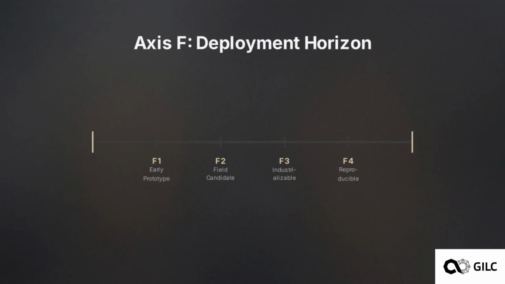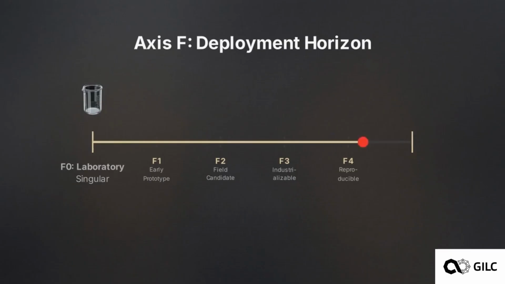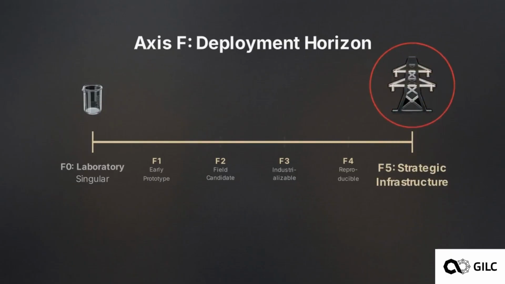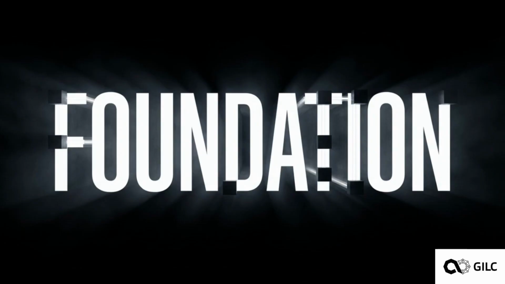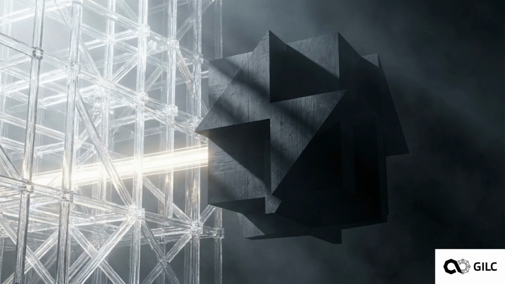Every candidate is also mapped to the deployment horizon axis. A material at F0 is a laboratory singular. It only becomes useful once it reaches F5, infrastructure capable of long-range strategic persistence. The TFR taxonomy is a pre-engineering law. If a material cannot be assigned a fabric role and a viable deployment horizon, it cannot enter the Realica canon.